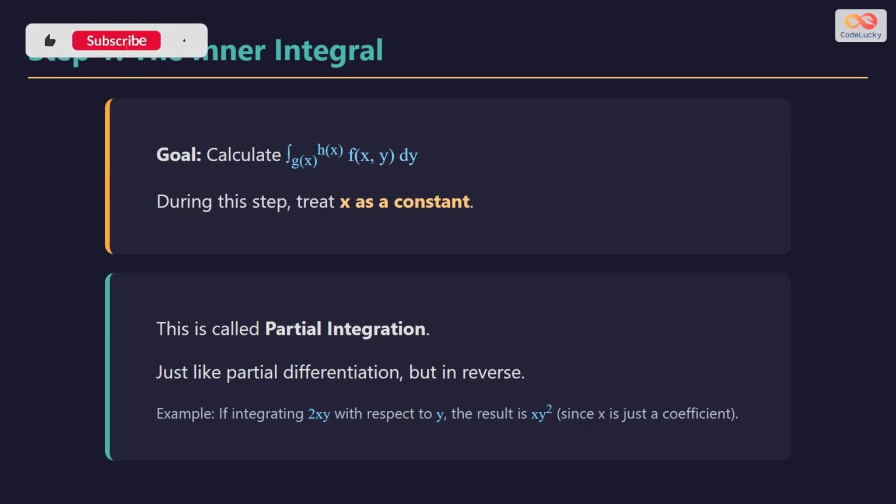The first step is the inner integral. Our goal here is to integrate the function f of x and y with respect to y. The most important thing to remember is that while we do this, we treat x as if it were a constant number, just like 5 or 10. This is known as partial integration.